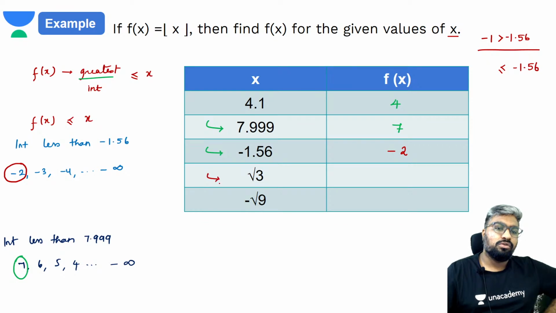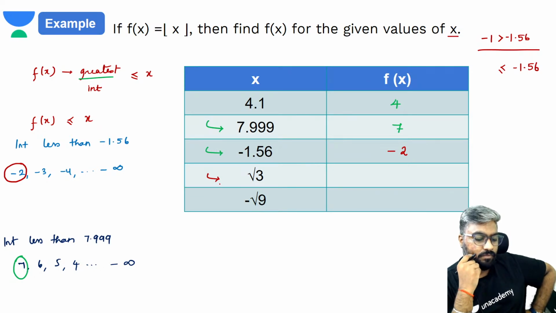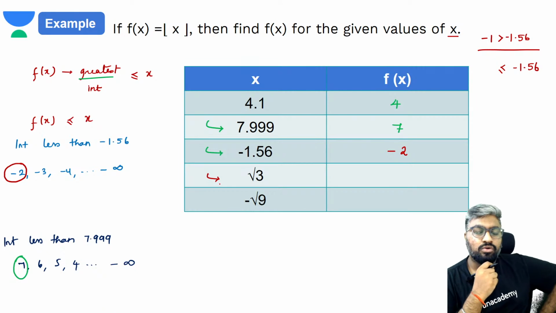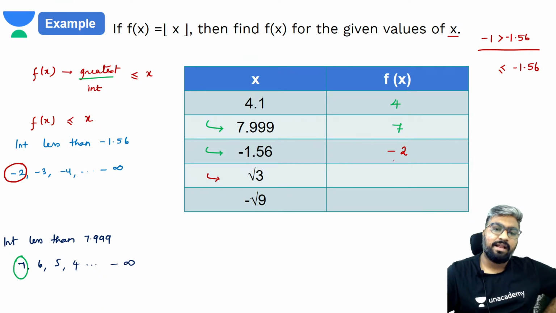ये वाला करो. √3. What about √3? हाँ, नो इश्यूज अजय, कोई नहीं. 1, very good. तो √3 क्या है? 1.7. 1.7 से नीचे का वैल्यू क्या है? 1. -√9. Anyone? -√9.